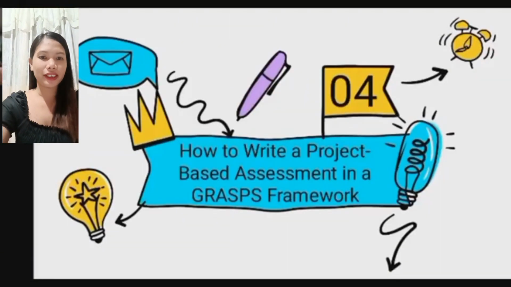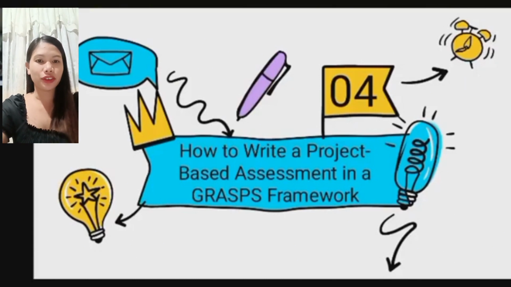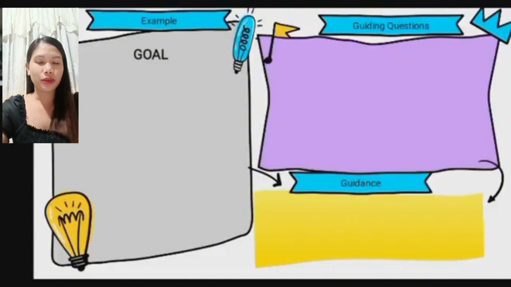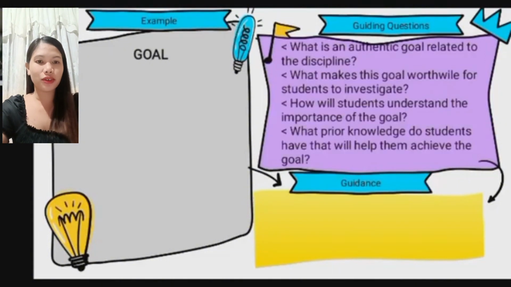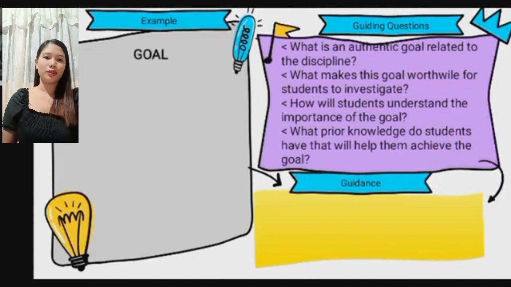So, how to write a project-based assessment in a GRASP framework. We have here guiding questions. For the goal, what is an authentic goal related to the discipline? What makes this goal worthwhile for students to investigate? How will students understand the importance of the goal? And what prior knowledge do students have that will help them achieve the goal?